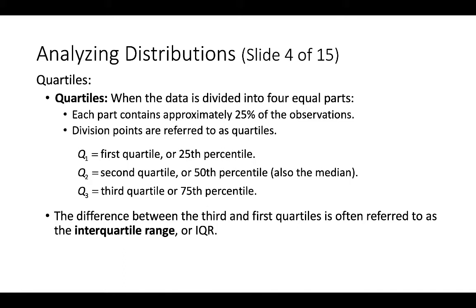A quartile is when we divide the data into 4 equal parts. Each part contains approximately 25% of the observations. Then we can use the division points to specify quartiles. So for example, the first quartile is the 25th percentile. The second quartile is the 50th percentile. It's also the median. The third quartile is the 75th percentile. The difference between the third and the first quartile is often referred to as the interquartile range, or IQR for short.